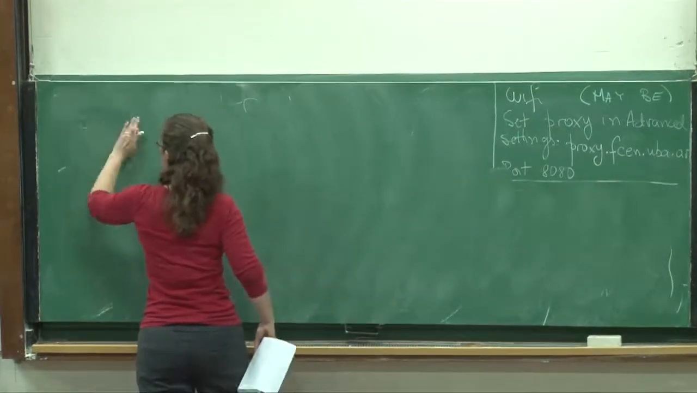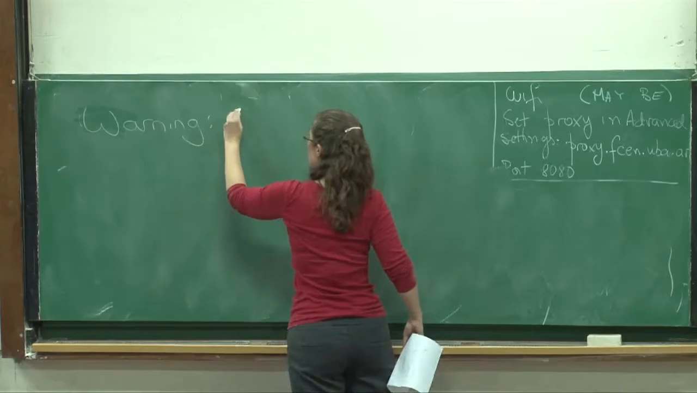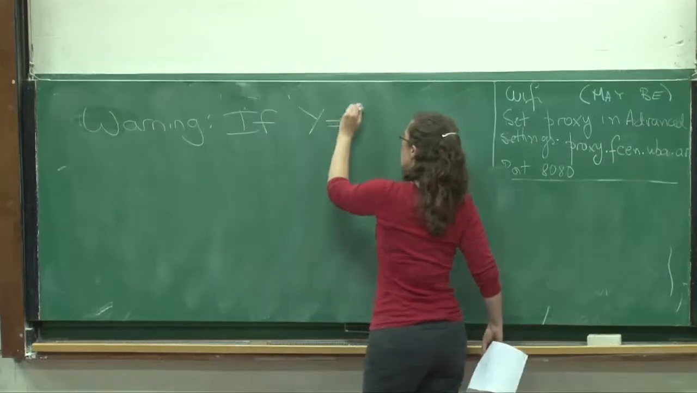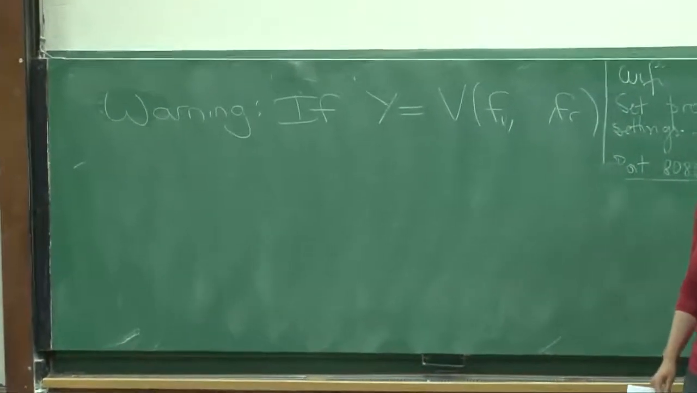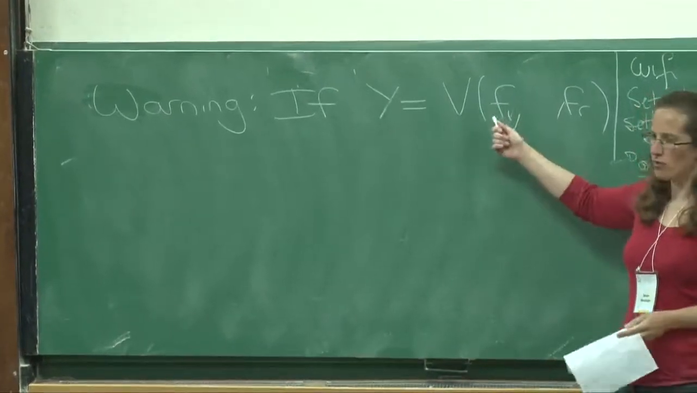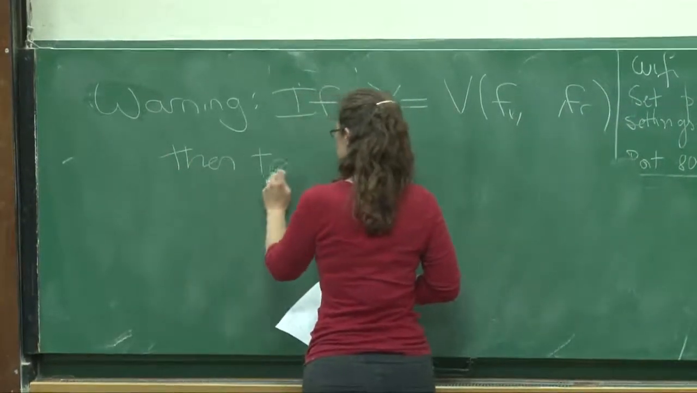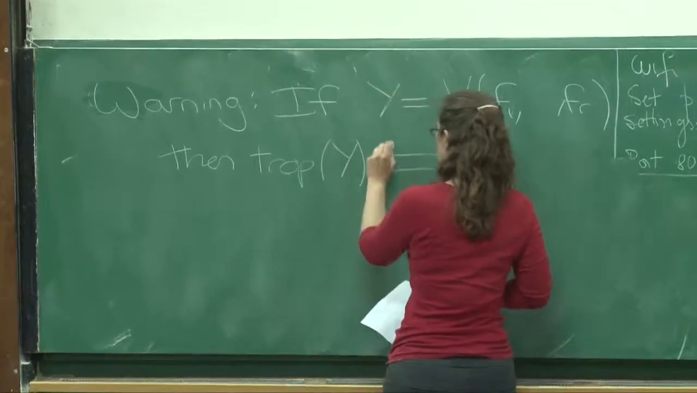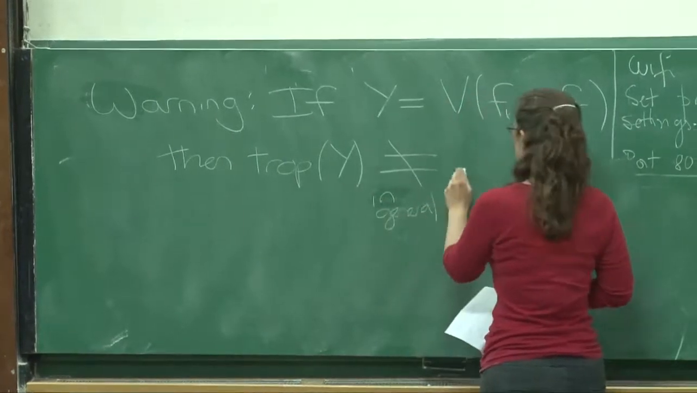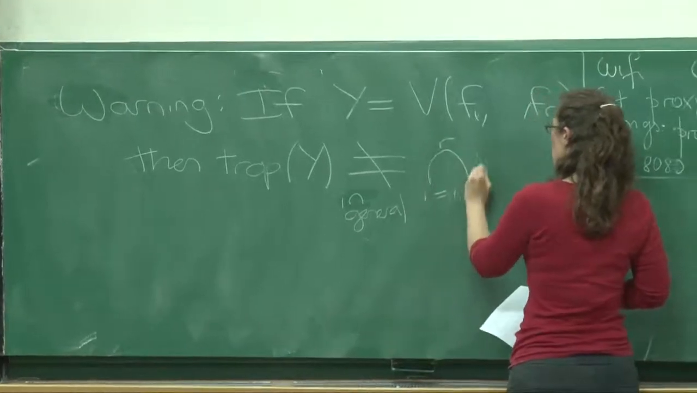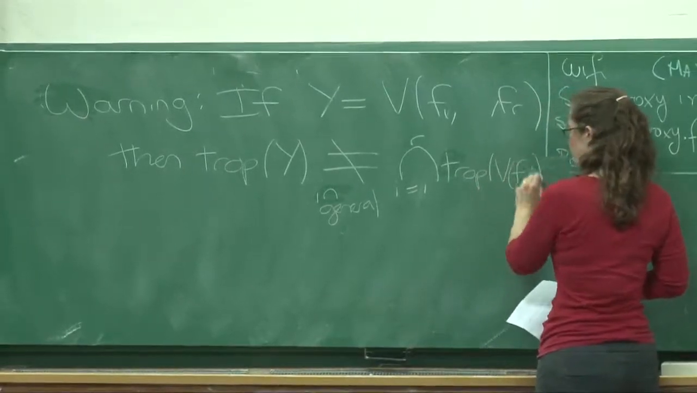So in the warning, if Y is the variety cut out by f1 up to fr, so if I have a bunch of polynomials and Y is just the common zero locus of my polynomials f1, f2 up to fr, then trop Y is not, at least in general, equal to the intersection from i equals 1 to r of trop V of f_i.